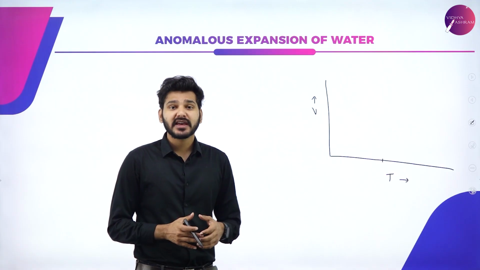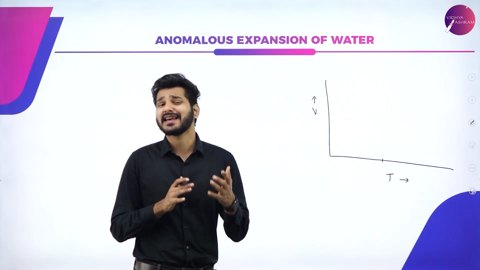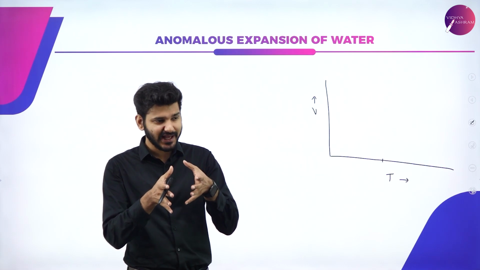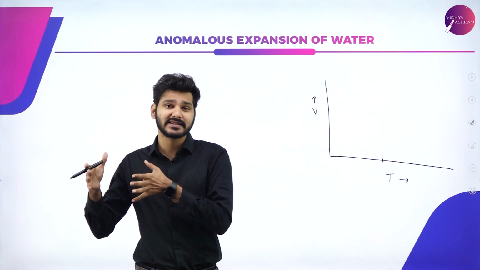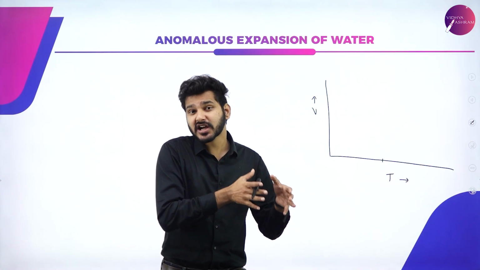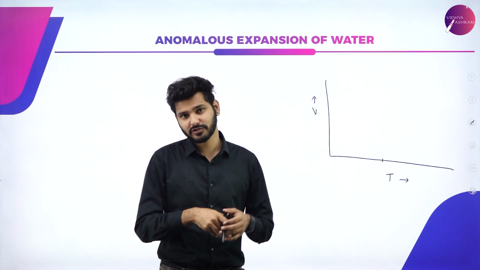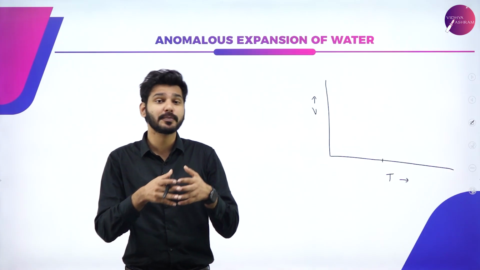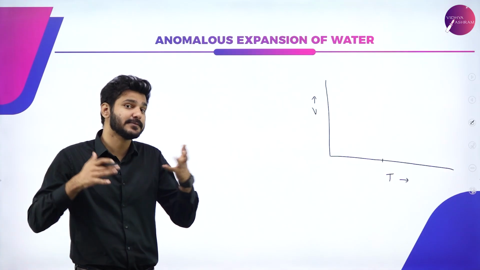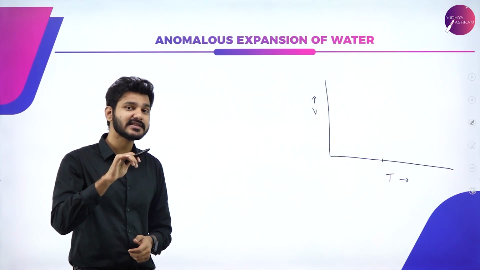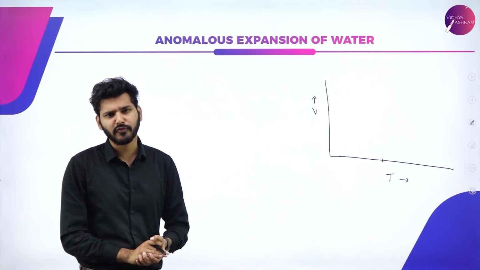Now the next topic is anomalous expansion of water. So what is this anomaly? Anomaly is something that does not fit the pattern. If anything is anomalous, it means that there is a general pattern under which this particular phenomenon does not fit, or we can say that it is the odd puzzle that is standing out. So what is the anomalous expansion of water? It means that there is some anomaly about the expanding nature of water.